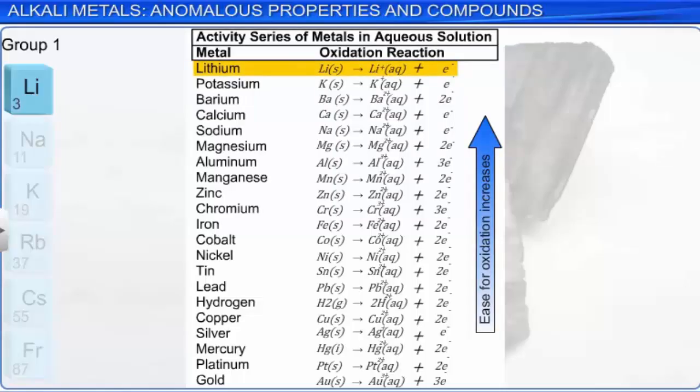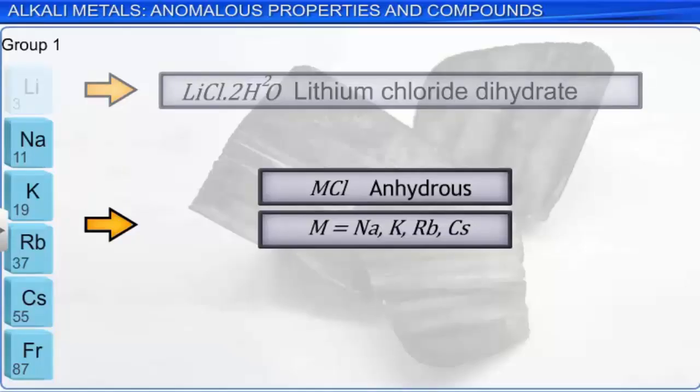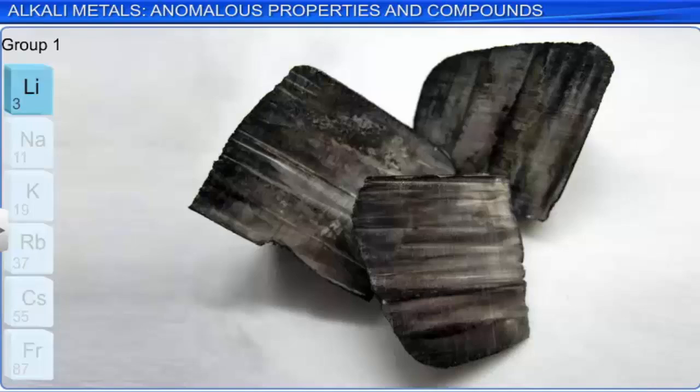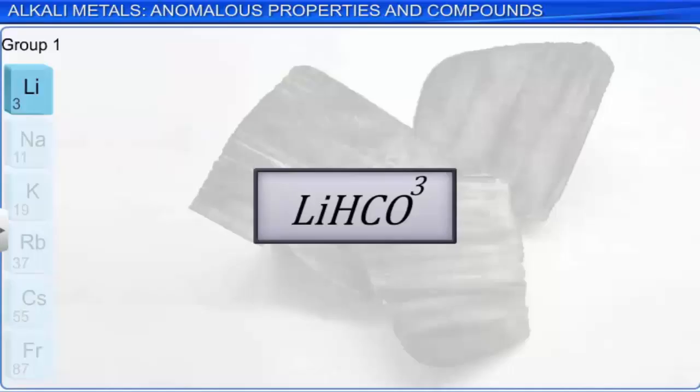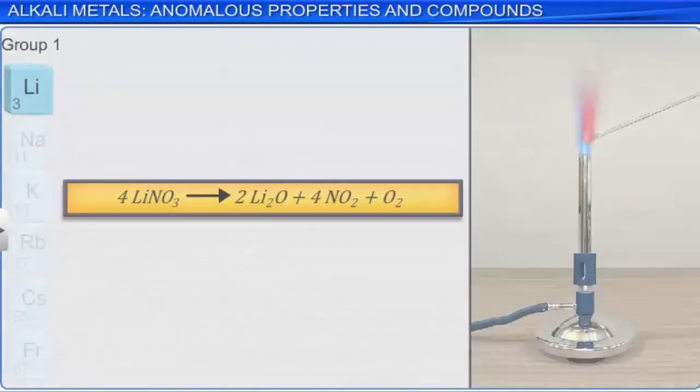Additionally, lithium chloride is the only alkali metal chloride that forms a hydrate, lithium chloride dihydrate. The chloride salts of the other alkali metals are anhydrous. In many ways, lithium is an exceptional alkali metal. Its compound with the hydrogen carbonate ion is not isolated in the solid state. It does not form an ethanide compound when reacting with ethine. When lithium nitrate is heated, the decomposition reaction results in lithium oxide. However, other alkali metal nitrates form nitrites when heated.